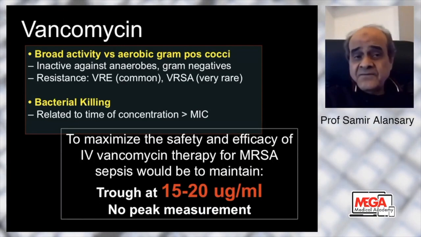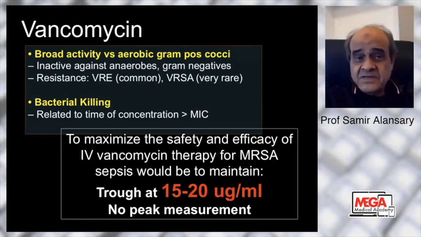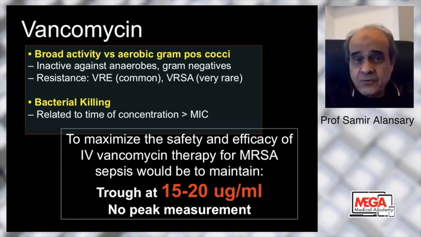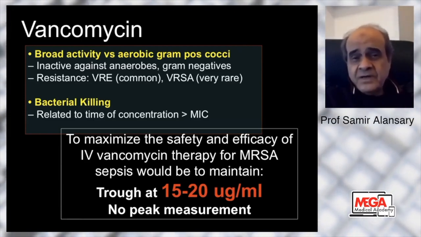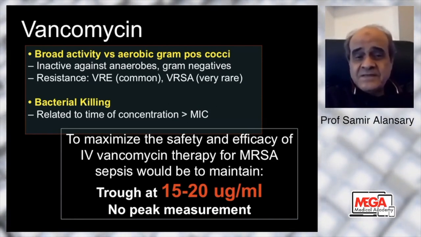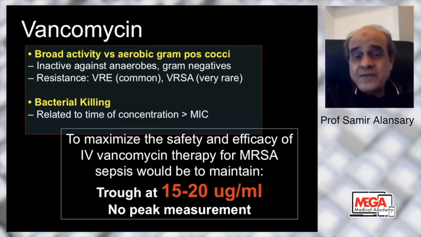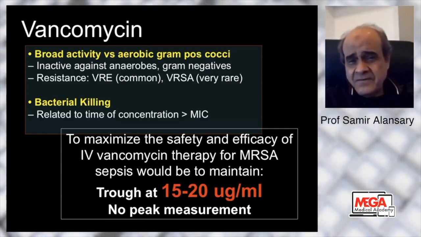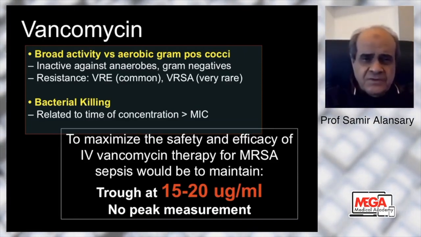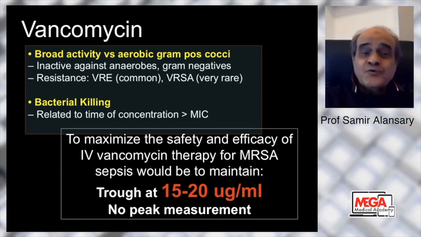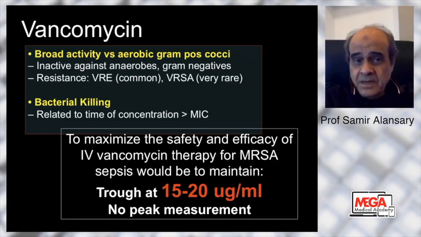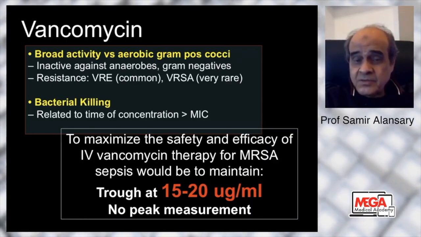Vancomycin has broad spectrum activity versus aerobic gram-positive organisms. It covers gram-positive, not anaerobes, and not gram-negative. Resistance, with vancomycin-resistant enterococci or vancomycin-resistant staph, is very rare, about 30 cases all over the world. Bacterial killing is related to the time the concentration stays above the MIC.